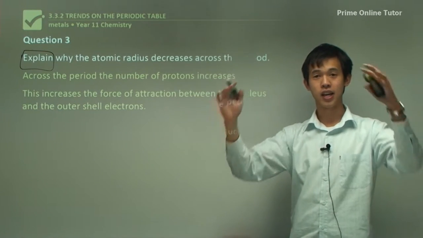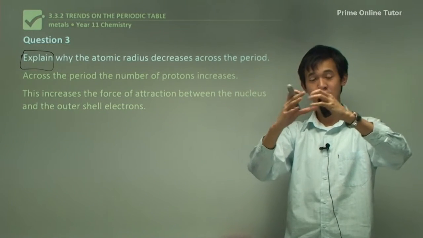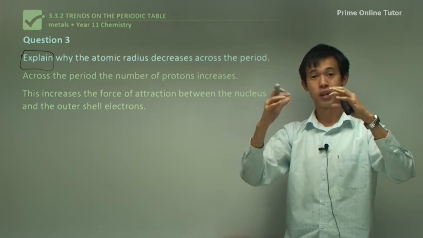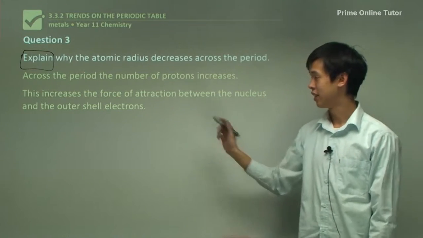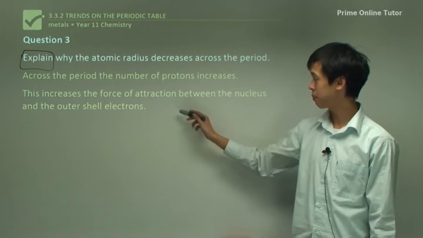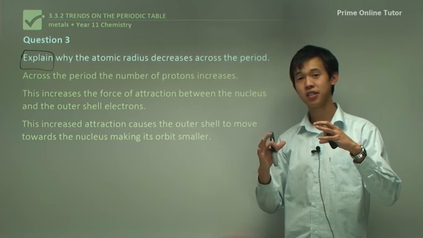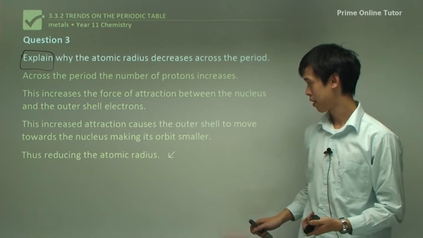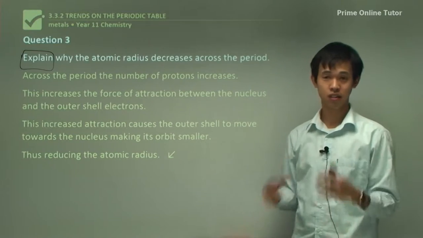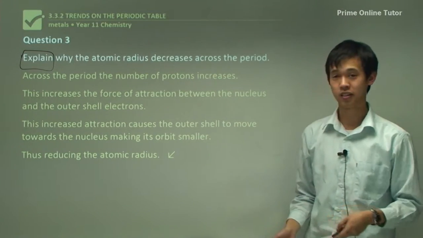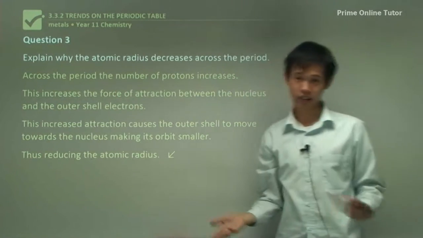Remembering that diagram I had, if you have the shell here and the nucleus here, if you keep building up protons, there's a bigger positive charge in the middle, so that shell will condense because it's attracted to that bigger positive charge. This increased attraction causes the outer shell to move towards the nucleus, making its orbit smaller, and that reduces the atomic radius. Because the orbit has come in towards the nucleus, you get a smaller atomic radius. It seems counterintuitive, but it's true.